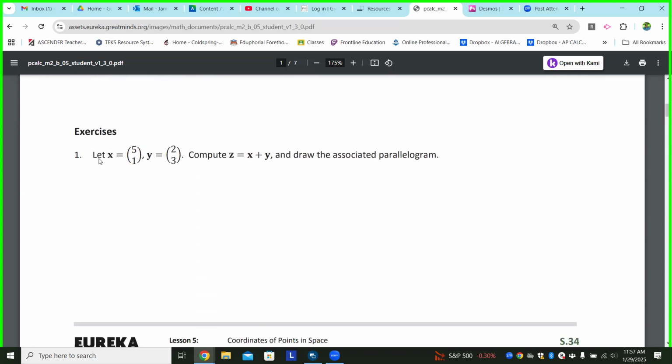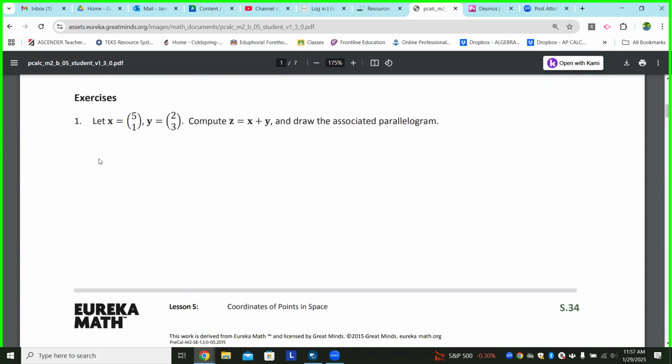All right, so two exercises then. In this one, it says let X equal the matrix 5, 1. We could call it the vector 5, 1. We could even call it a complex number 5, 1. It doesn't really matter. For now, I guess we'll just call them vectors since that's what we're about to get into, but you can treat them as matrices as well. So X is equal to the vector 5, 1. Y is equal to the vector 2, 3, and we want to compute Z, which is X plus Y. How would I do that algebraically?